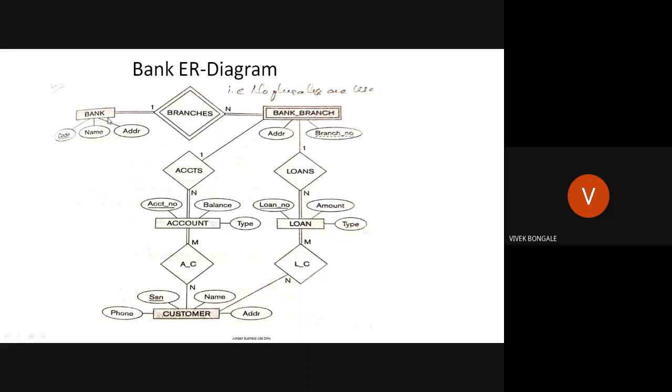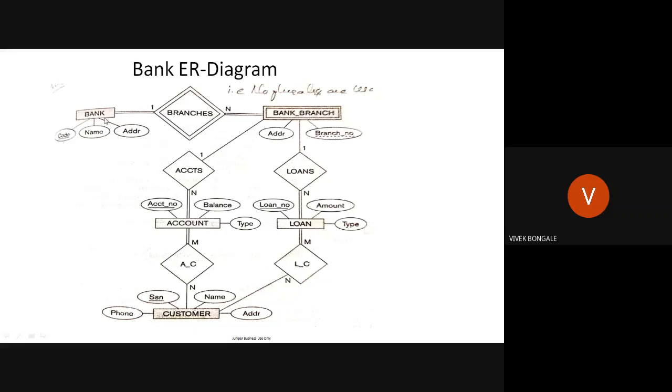For the bank, we have taken three attributes: bank code, bank name, and address. We have made bank code the primary key. Then the bank branch is a weak entity because, as we said in the last ER diagram, a weak entity is shown in double rectangle notation. Why is the bank branch acting as a weak entity?